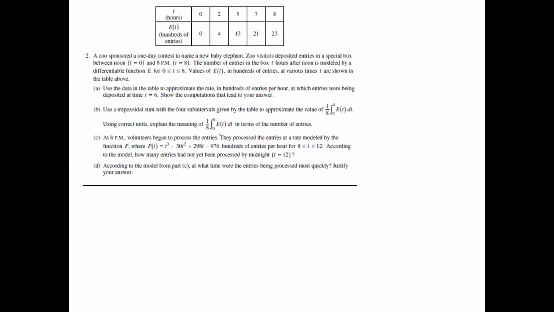So A asks you to go ahead and use the data in the table to approximate the rate in hundreds at which entries were deposited at time t equals 6. Show the computation that leads to your answer. So you're looking at the rate of change of the entries at t equals 6. Okay.